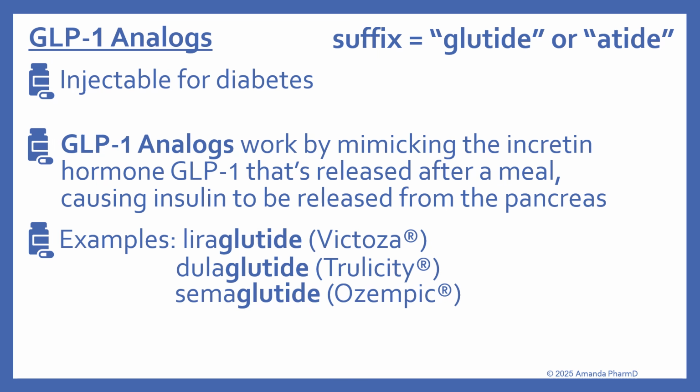Next are the GLP-1 analogs. These are injectable drugs for diabetes that are not insulin. The GLP-1 analogs work by mimicking the incretin hormone GLP-1 that's released after a meal, which causes insulin to be released from the pancreas. Some examples of the GLP-1 analogs include liraglutide, brand name is Victoza, dulaglutide, brand name is Trulicity, and semaglutide, brand name is Ozempic. And the suffix you'll see with the GLP-1 analogs is glutide or atide.